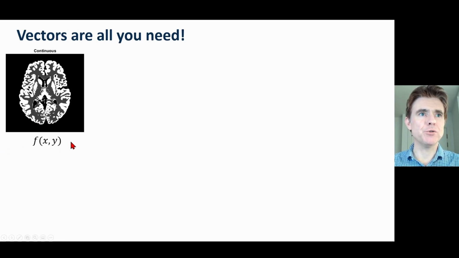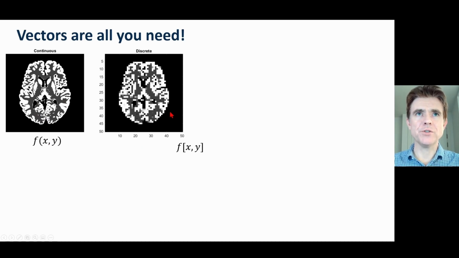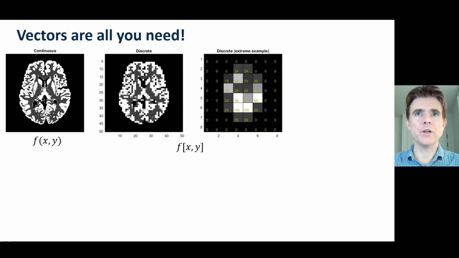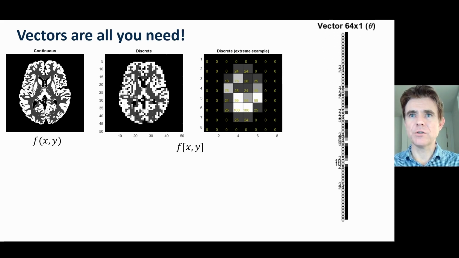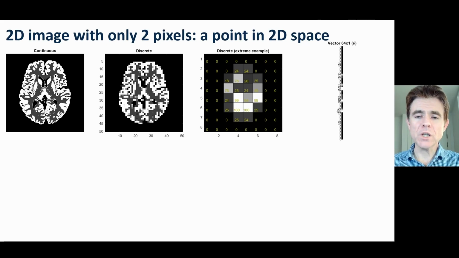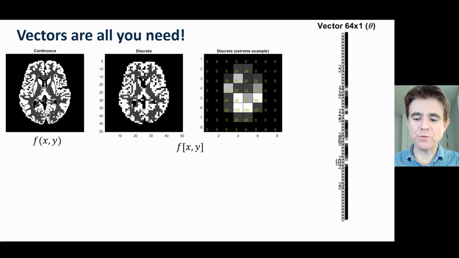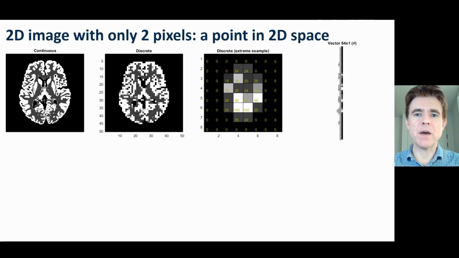So here then is a continuous function f of x, y. There's the discrete function f square brackets x, y to show it's discrete integer values of x and y now. And there's that discrete example from earlier, 8 by 8. And remember the 8 by 8 pixel example, we just need 64 values, the grayscale values for each of those pixel basis functions. Now, I want to convey this in the context of manifolds and high-dimensional vector spaces.